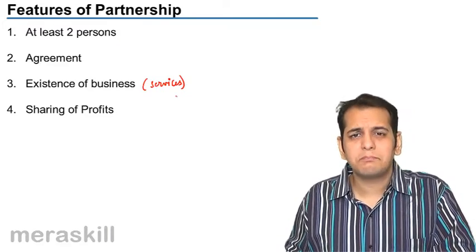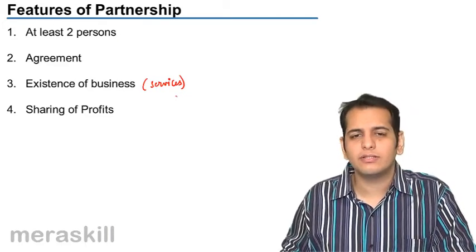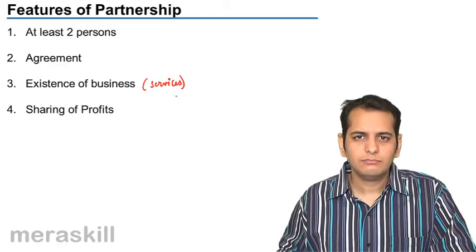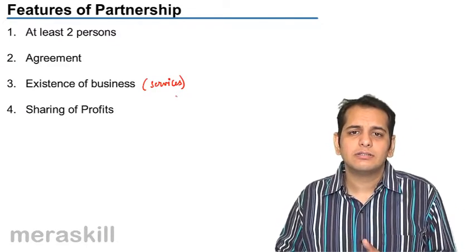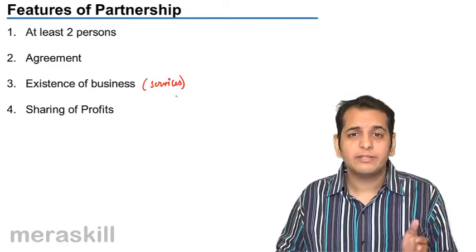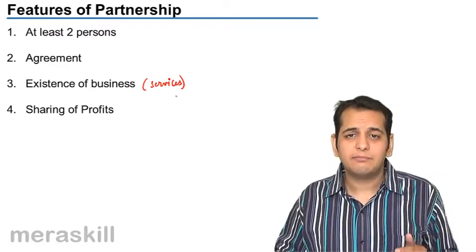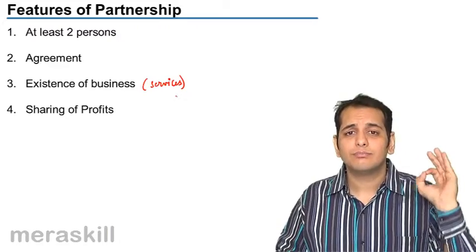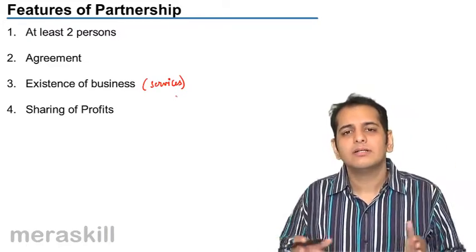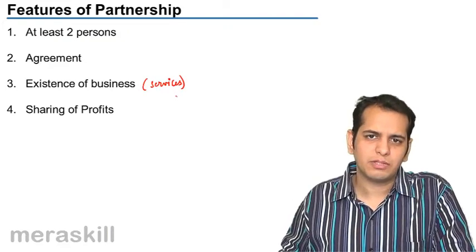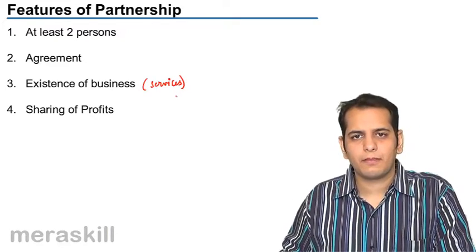At other times the partners may not be express in this regard. So when they are silent, when there's no agreement regarding the profit sharing ratio, that means they'll share the profits equally. So there'll be an equal share of profits among the partners. Okay.